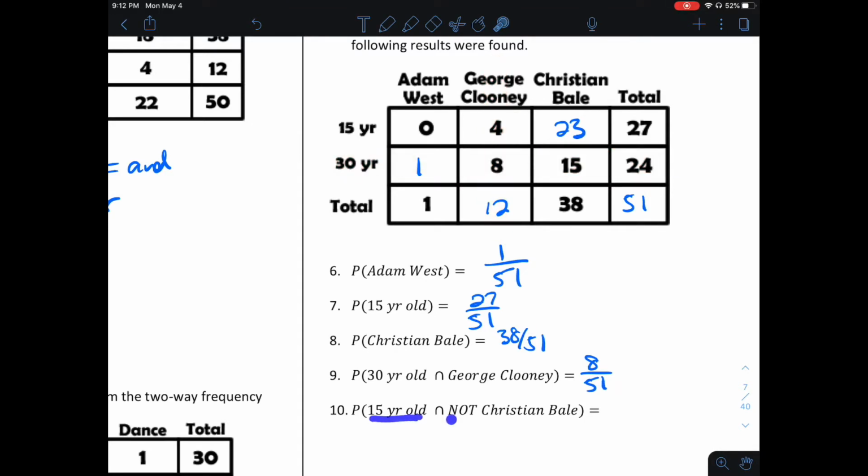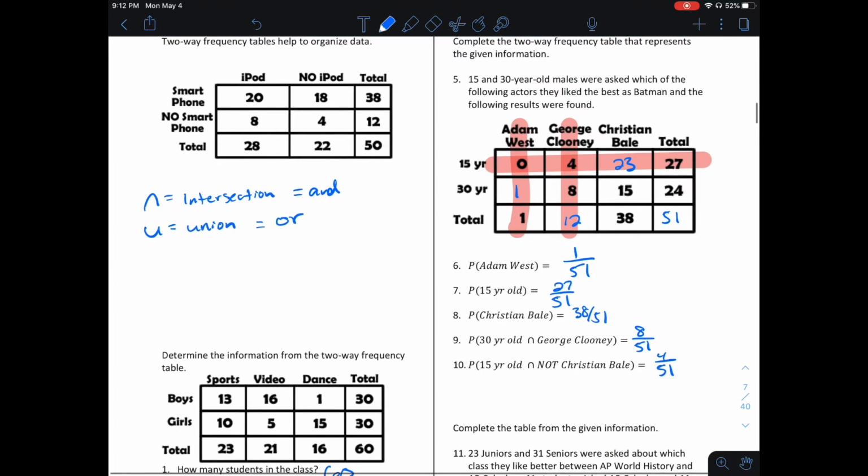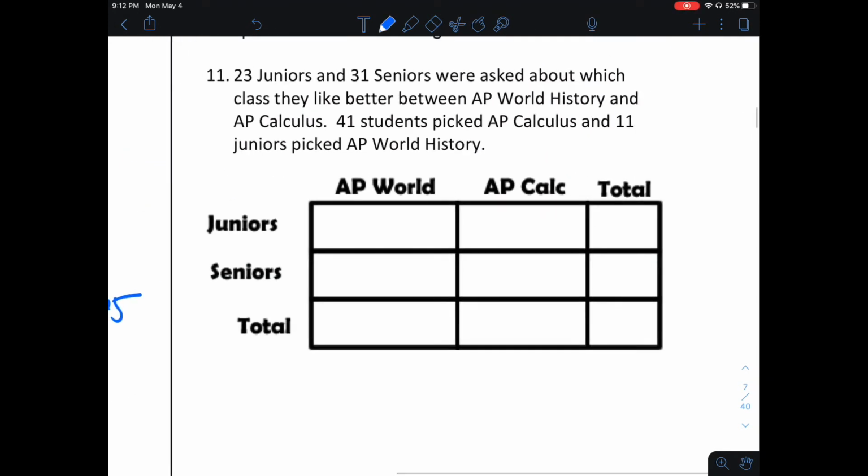15 years old and not Christian Bale. So here's 15-year-olds. Not Christian Bale would be here and here. The intersection of those is 0 and 4, which is 4, out of the total number of people in the survey, which is 51. All right, let's get even more complicated.